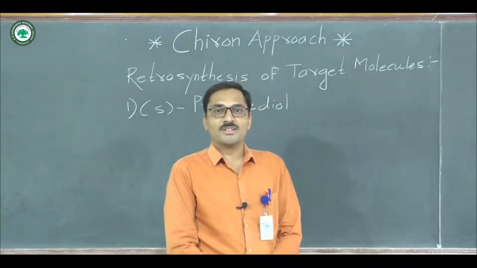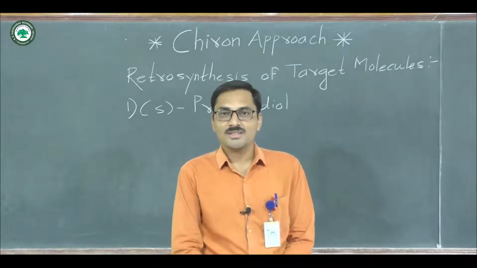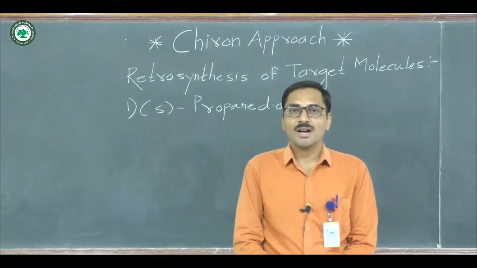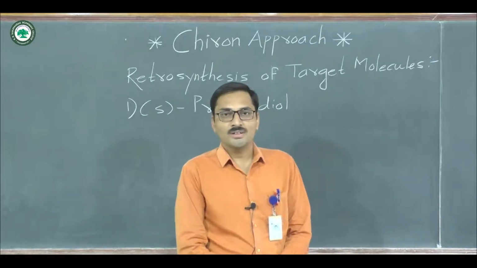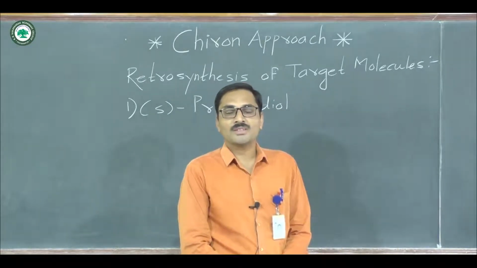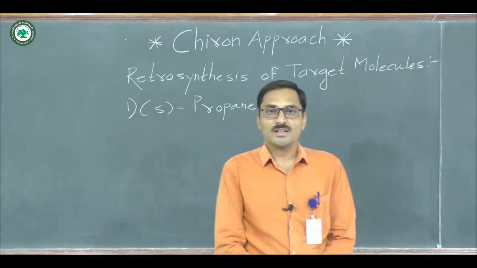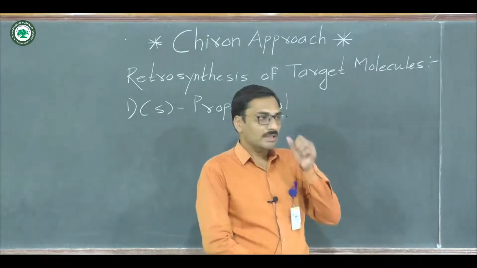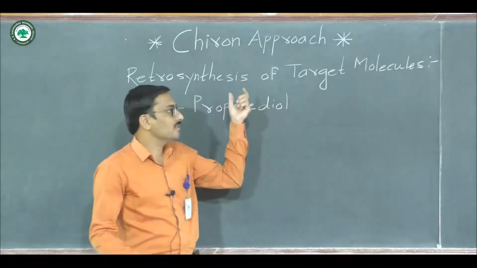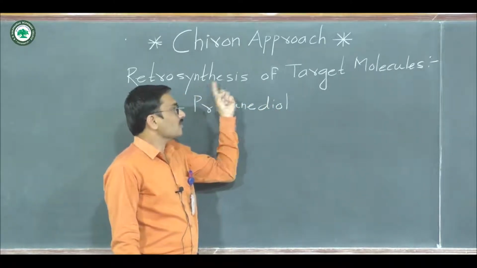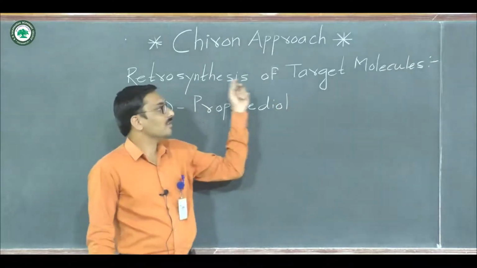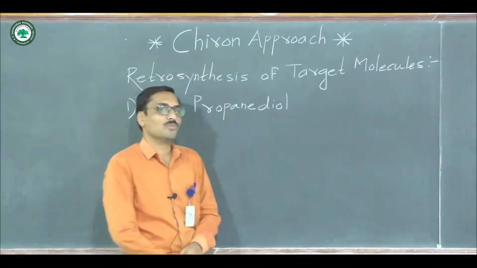In the previous lecture, we saw the synthesis of the cyclamic acid molecule using the concept of the Chiron approach. So, we have completed the synthesis of 6 target molecules using the Chiron approach. In this lecture, we will see the retrosynthesis of target molecules.